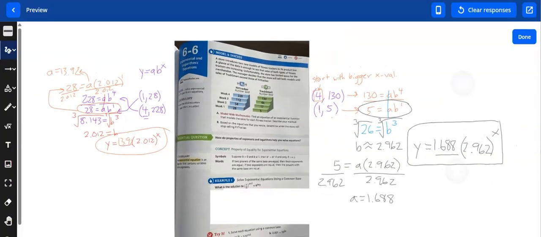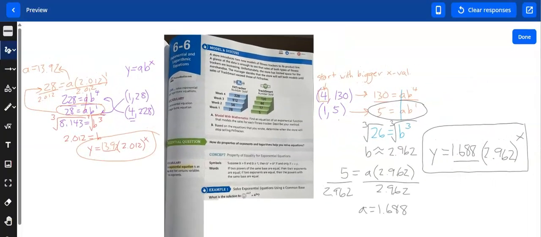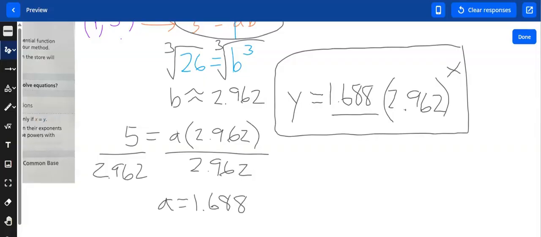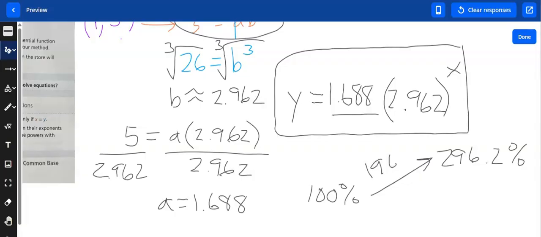Which one's growing faster? Fit Tracker or TrekSmart? TrekSmart is growing faster. What do you look at to make that determination? The b value, right. What percent is it growing by? Remember, we go from 100% all the way up to 296.2%. What percent did we go up by? 196.2%.